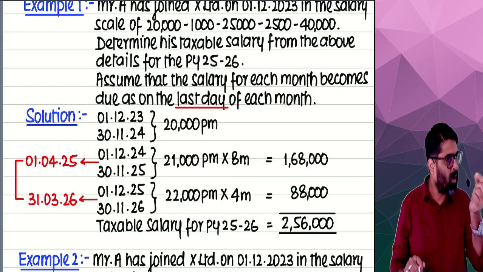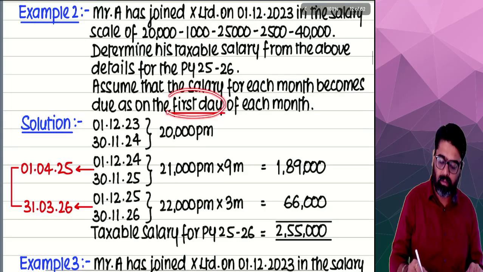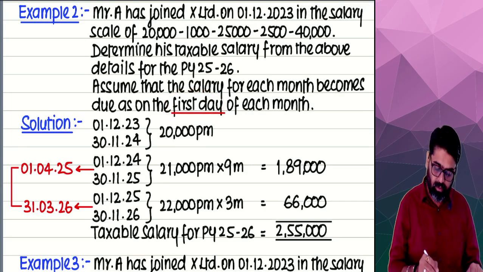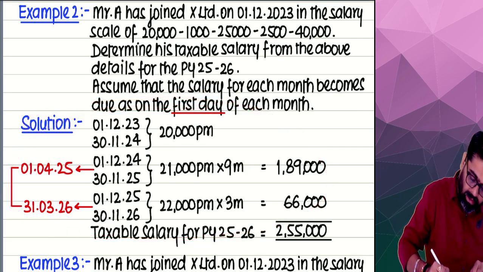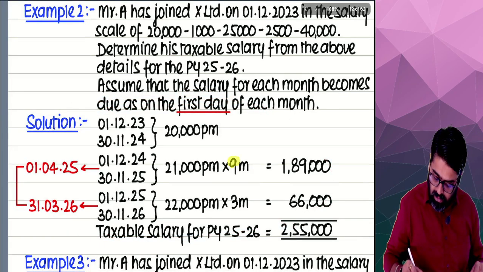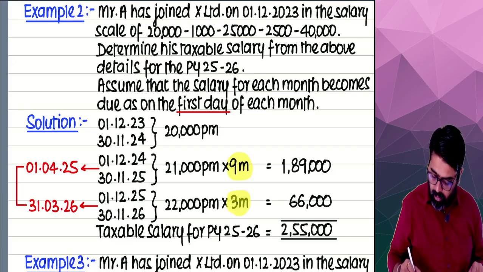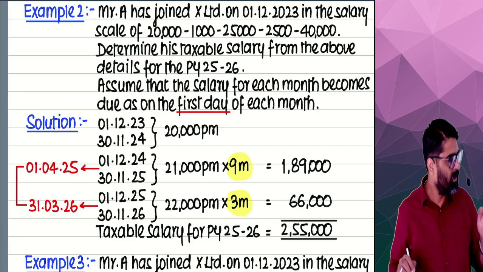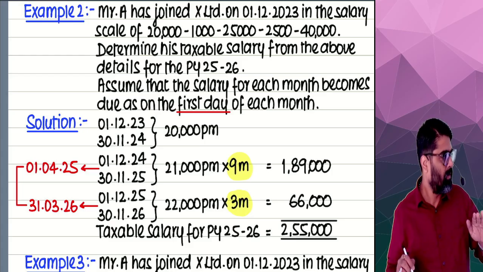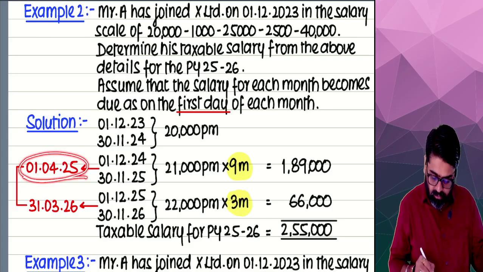But if a small piece of information is changed, instead of the last day, they are saying that salary will become due on the first day. Information is adjusted in the same manner. But what I have done here, can you see? Instead of multiplying 8 months, I have multiplied 9 months. Instead of multiplying 4 months, I have multiplied 3 months. Why? Because this year, April month salary was how much? Tell me. April month salary was 21,000. November month salary was?